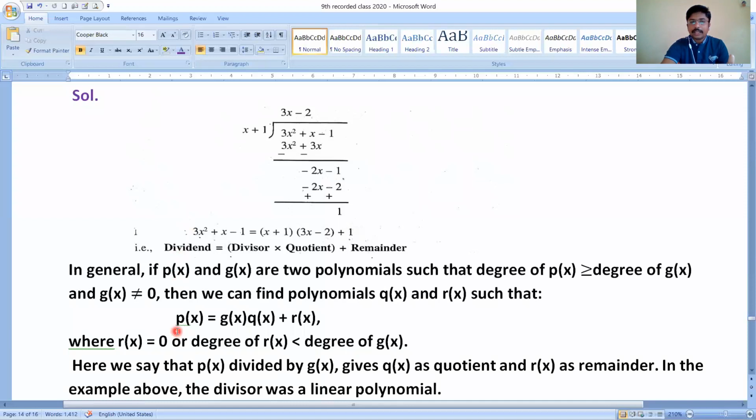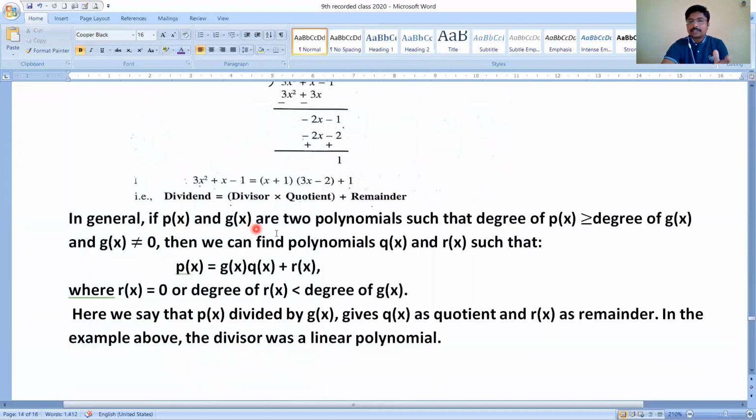In general, if p of x and g of x are two polynomials, where p of x is one polynomial and g of x is another, such that the degree of p of x is greater than or equal to the degree of g of x. Here p of x is the dividend and g of x is the divisor. The degree of the dividend should be greater than or equal to the degree of the divisor, and g of x should not be equal to 0. Then we can find polynomials.